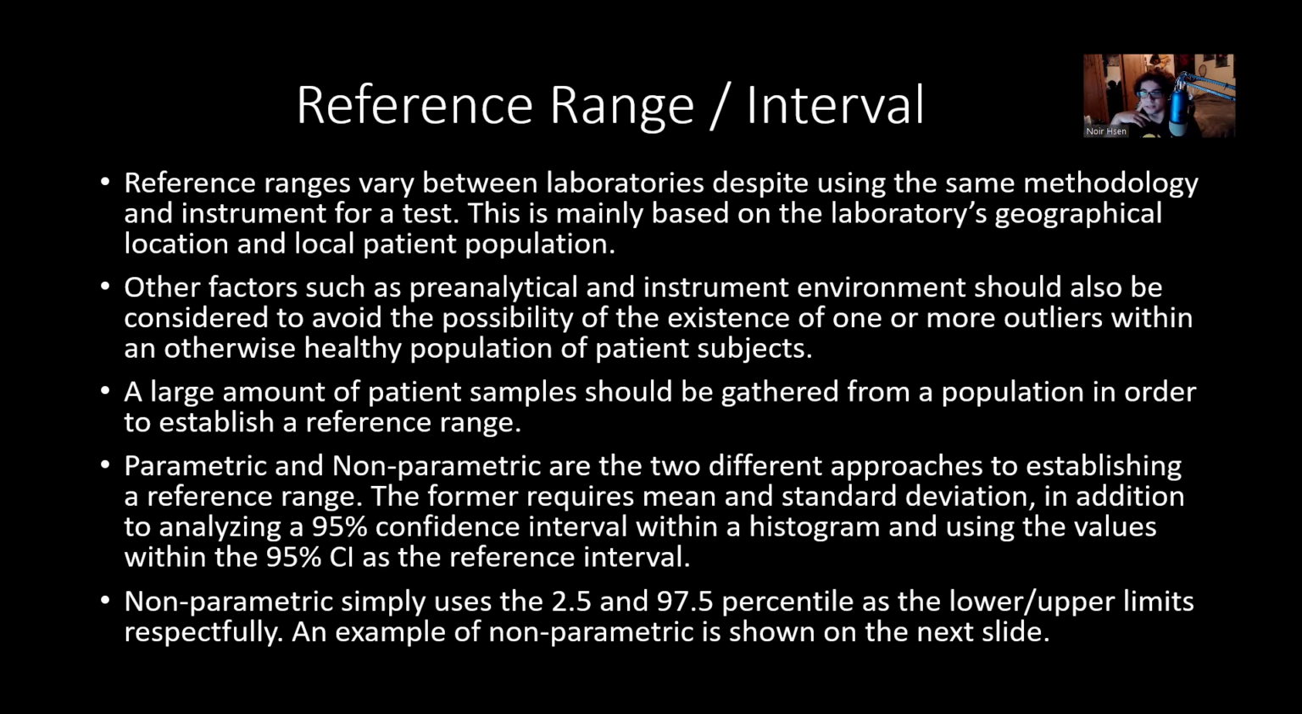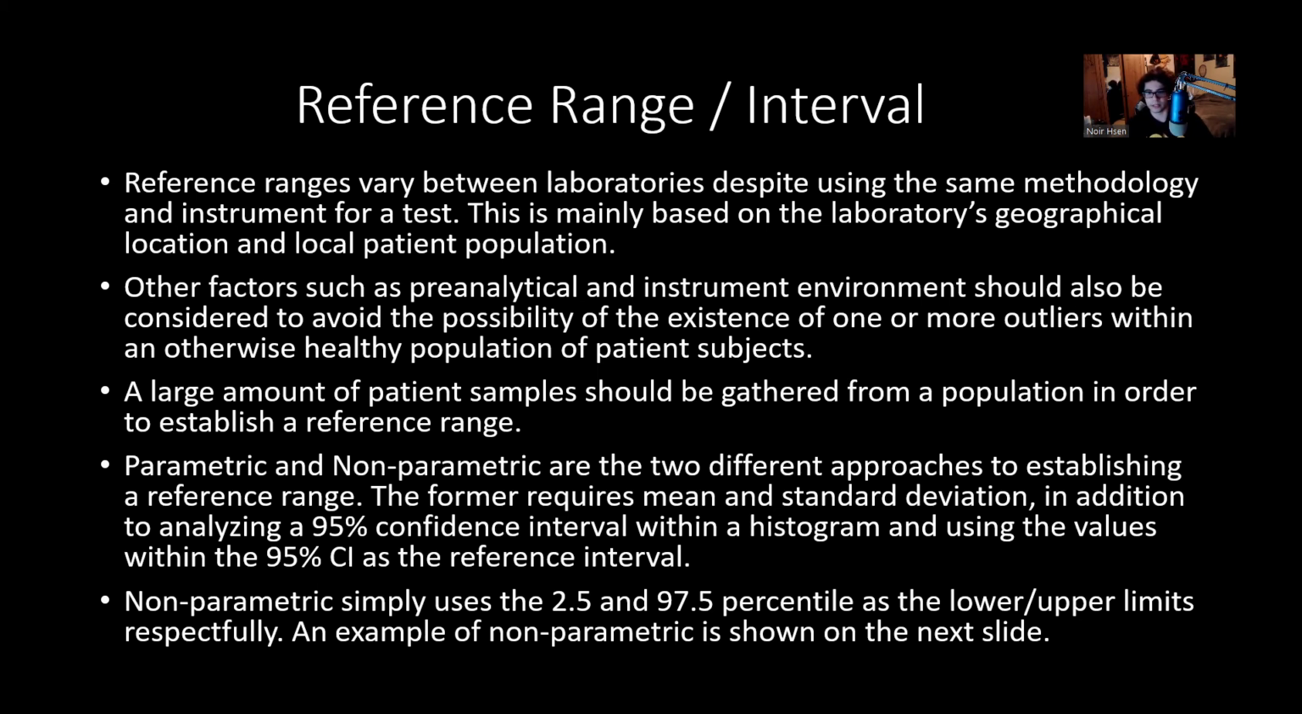And then finally, reference range and interval. Reference ranges are different based on the laboratory's geographical location and the local patient population. So a laboratory in LA is going to have a different patient population than, say, one in Berlin. For Troponin T, maybe not so, because if you have myocardial issues, you're going to be the same in Berlin or Los Angeles. But I wanted to put that in there.